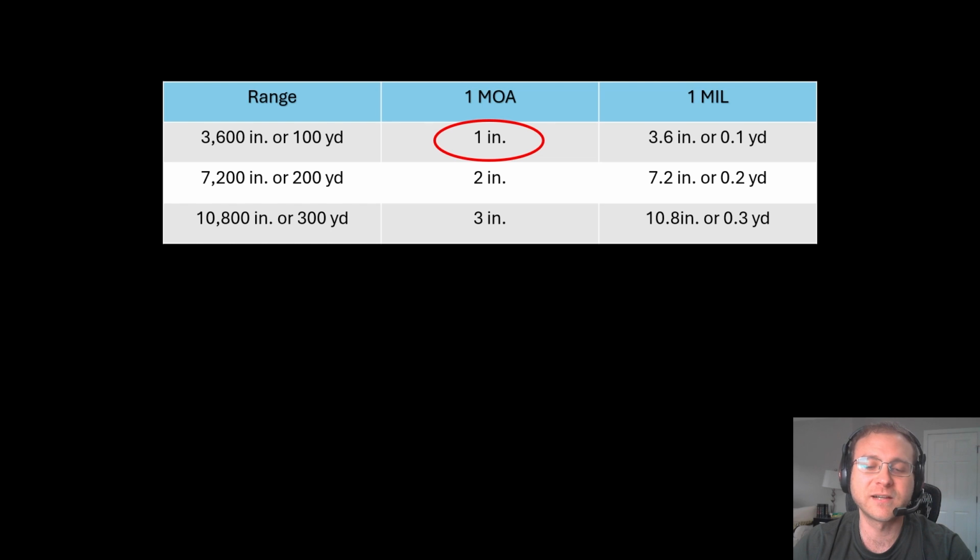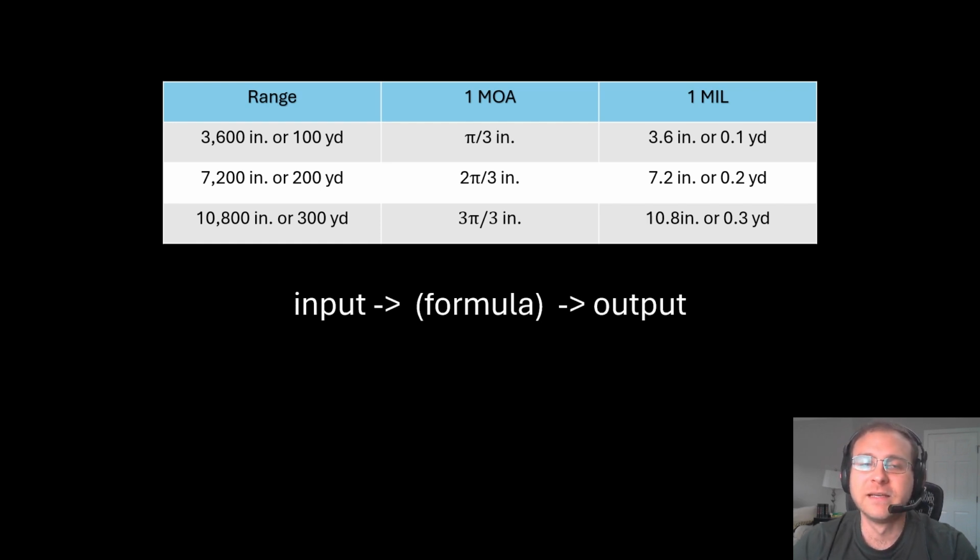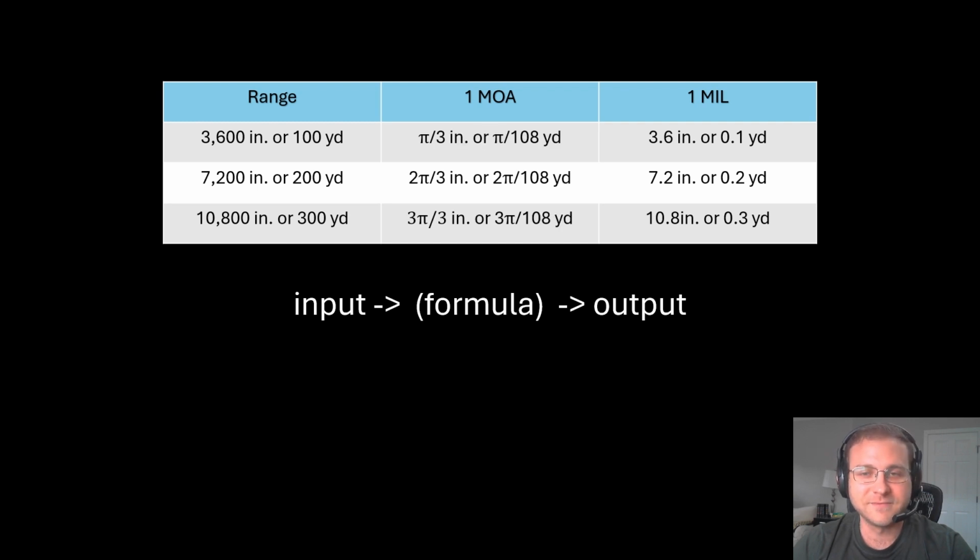Remember, this 1 inch at 100 yards is not actually 1 inch. It's about 1 inch. What it actually is is pi over 3 inches, which is very close to 1. The 2 inches is actually 2 pi over 3 inches, and so on. Remember earlier when I discussed formulas with an input and output, and you expect the same units going in and coming out. Let's add the yards measurement to the 1 MOA column. That doesn't look clean or easy to use.